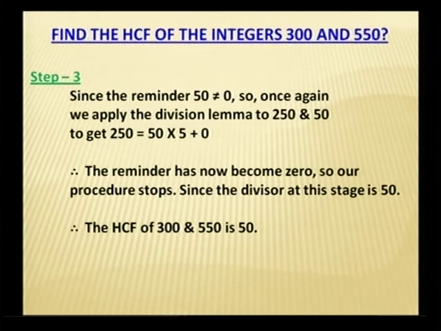So then how many times will it go in the 50th table? Very good, 5 times. So then write here 5. So here the divisor is 50, the dividend is 250, and the quotient is 5. Then what is the remainder? Very good, 0 is the remainder.